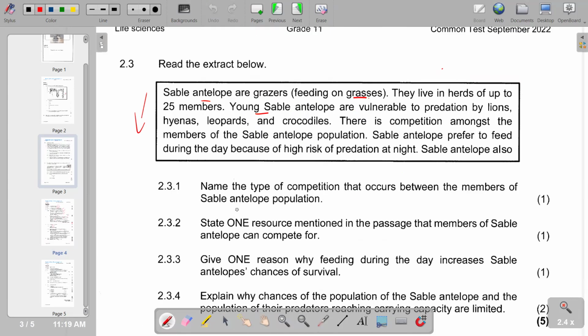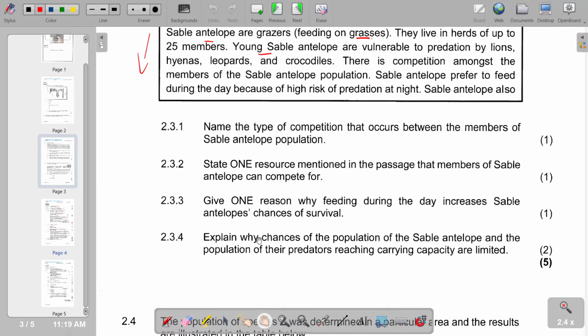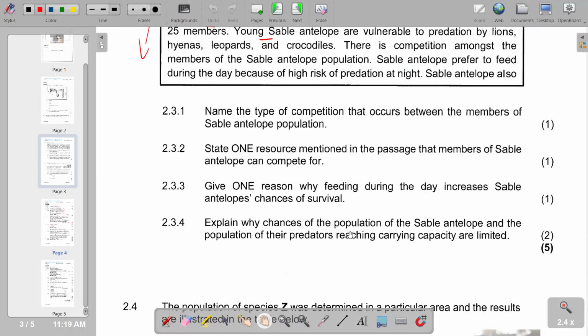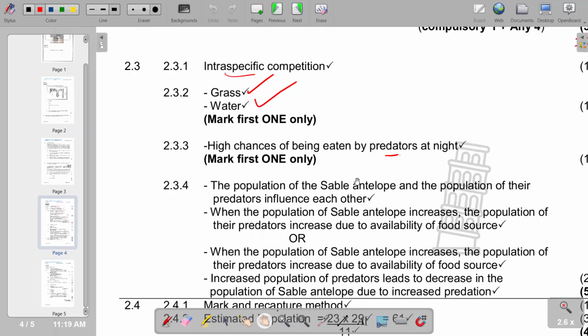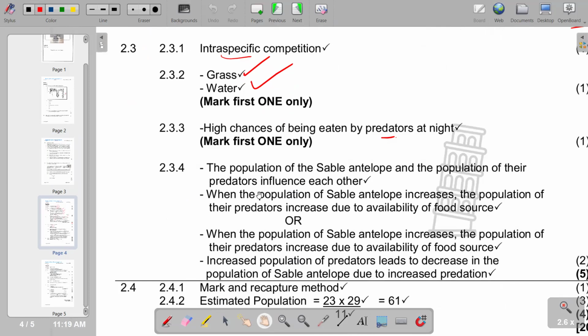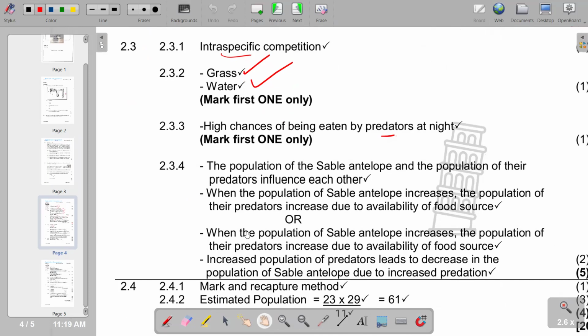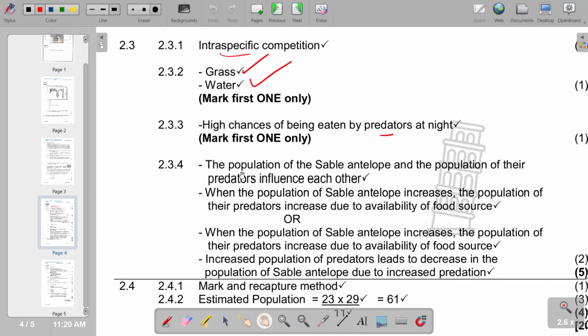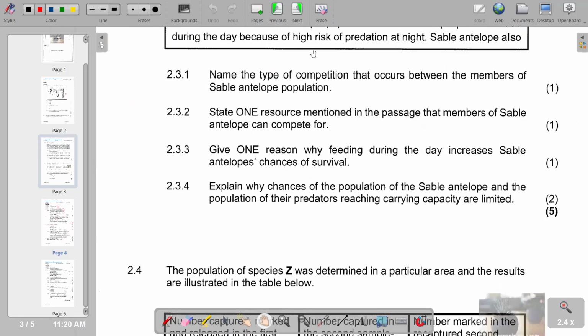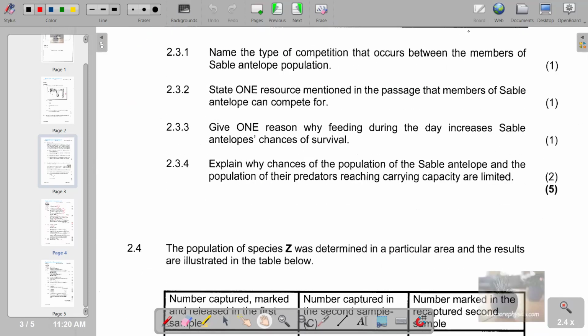We go to the next one, which is 2.3.4. Explain why chances of the population of the sable antelope and the population of their predators reaching carrying capacity are limited. The response is that the population of the sable antelope and the population of their predators influence each other, and also when the population of sable antelope increases, the population of their predators increases due to availability of food source. Then we also have an alternative explanation in terms of that, and we can move on to our next question, which is 2.4.